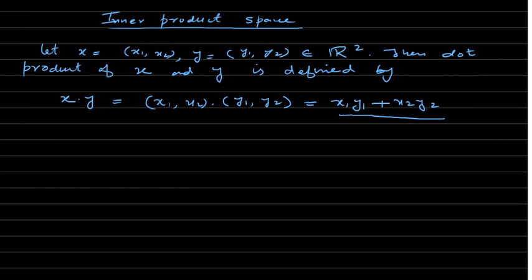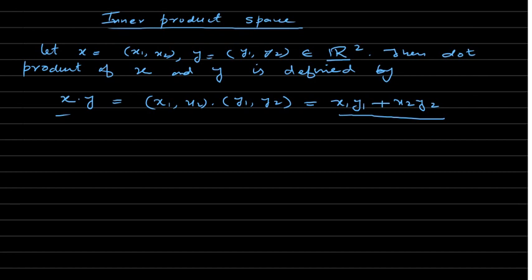It takes two vectors from our given space R2, and the output is in the scalar field R. Then we also know that two vectors are perpendicular if the dot product is zero.